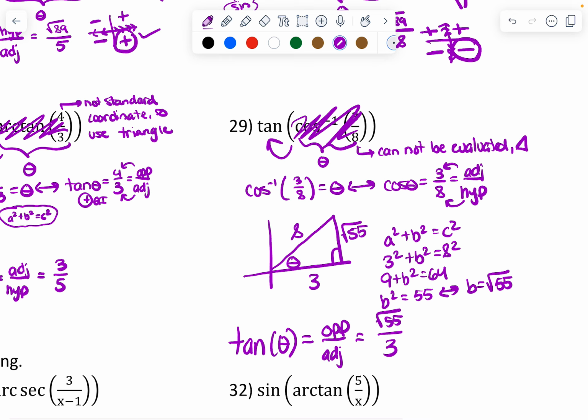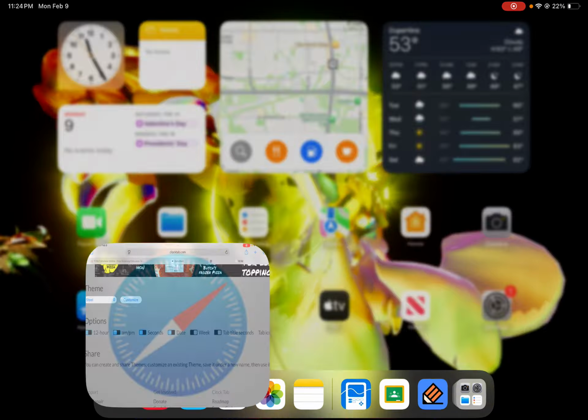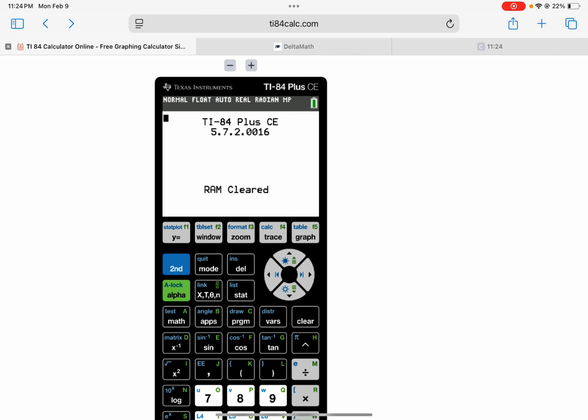So I can check this, okay? Let me see if I can pull up, and then I'm going to open this because I need that. So I have tan inverse cosine of 3/8. Let me see if I can find it. Yep, it's still there.